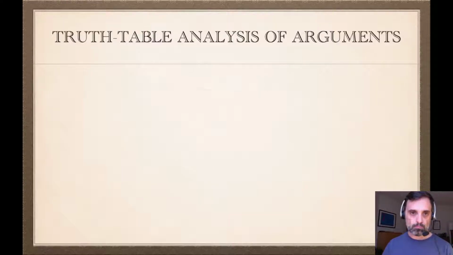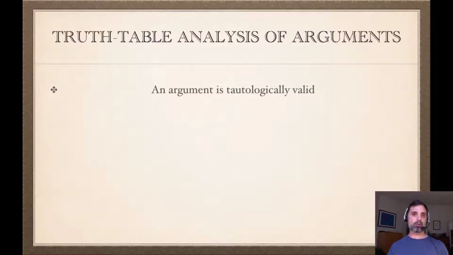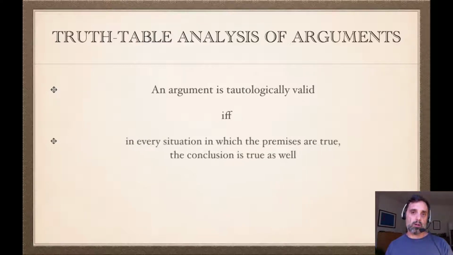So first thing we want to remind ourselves of is our definitions of validity. So here we have that an argument is tautologically valid. We'll talk about why we're saying tautologically later in Chapter 3. But for now, we can think tautologically valid or valid and not worry about the difference. So when is it tautologically valid? Well, if the conclusion is true in every situation in which the premises are true. So if the premises are true, then no matter what, the conclusion is also true.